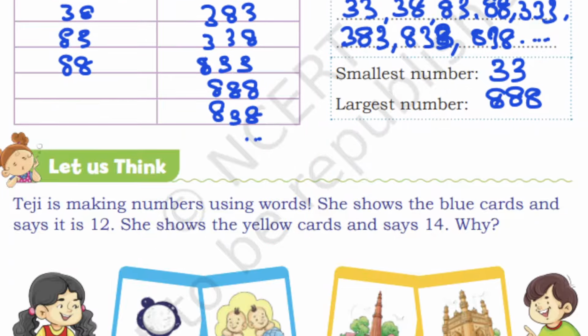So next one. Tiji is making numbers using words. She shows the blue card and says it's 12, and she shows the yellow card and says 14. Why? Can you guess why she is saying 12 and why she is saying 14?